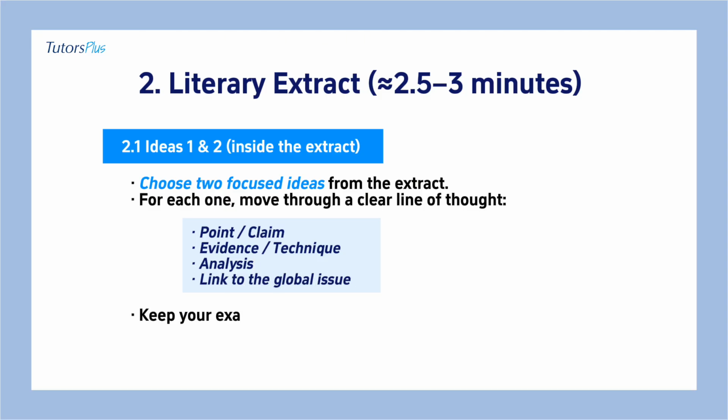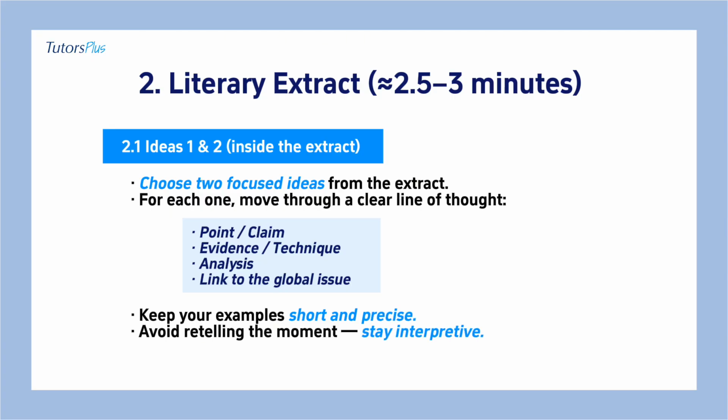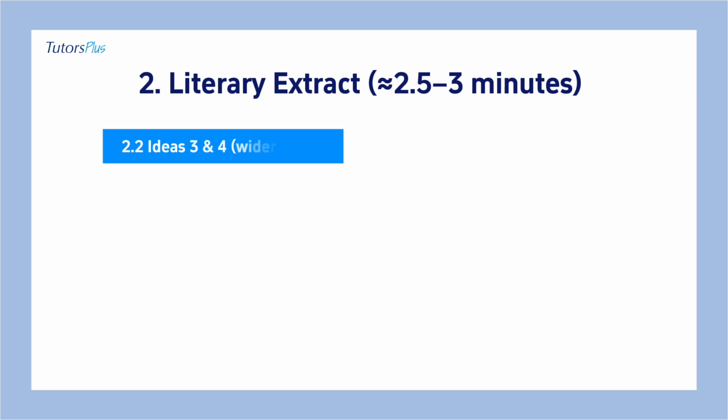And remember to keep your examples short and precise. Avoid retelling the moment and stay interpretive. And then we have ideas 3 and 4, where we bring in the wider work. So you need to widen the lens. This is where you're zooming out.